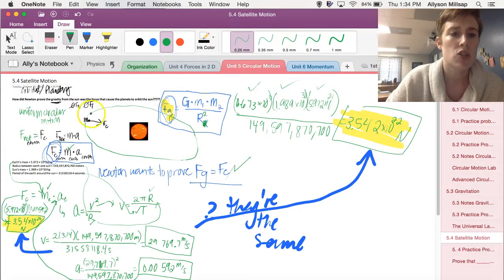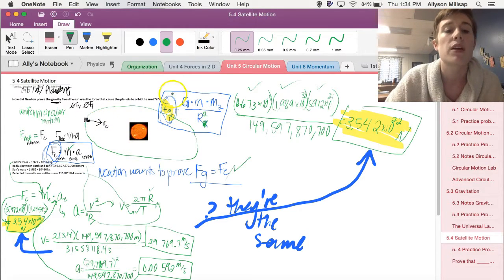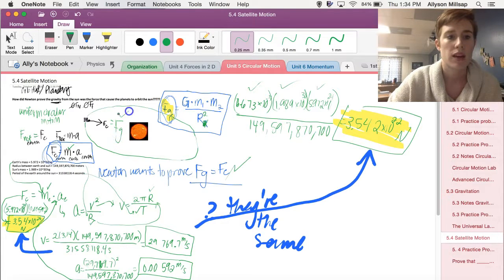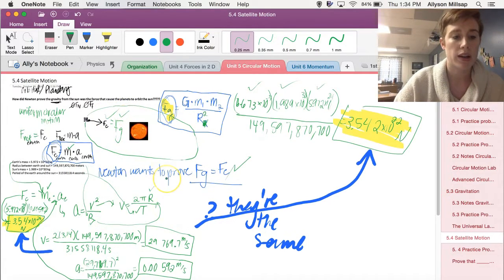So since the gravitational force between these objects is the same as the centripetal force between the two objects, we can safely say that the gravitational force is the force that causes this thing to orbit because they equal each other. Yay! So that's part one.